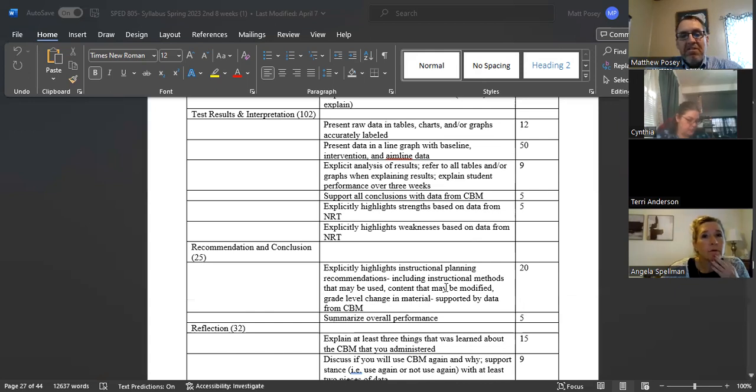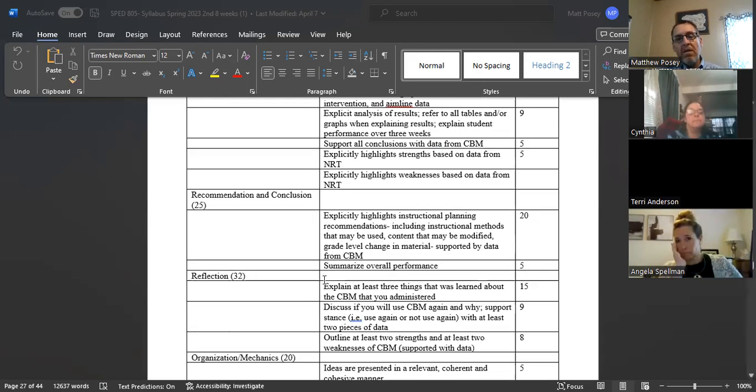The recommendation and conclusion section, guys, is pretty much the same as what you've done before. Make any type of recommendation based off the results that you obtained from administering those CBMs. Include anything you might have to modify as far as content moving forward after you've learned the strengths and weaknesses, any modifications to the material that's presented, and then provide a brief summary of the performance.